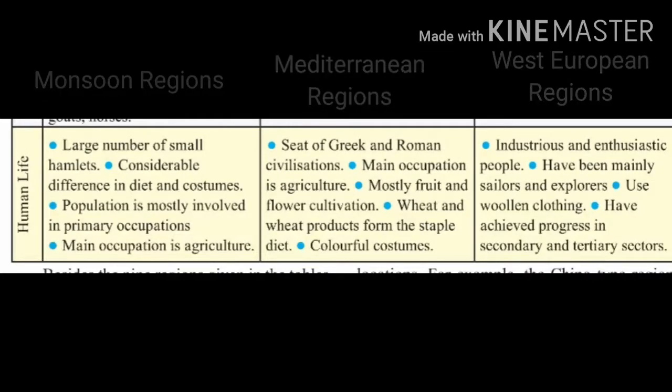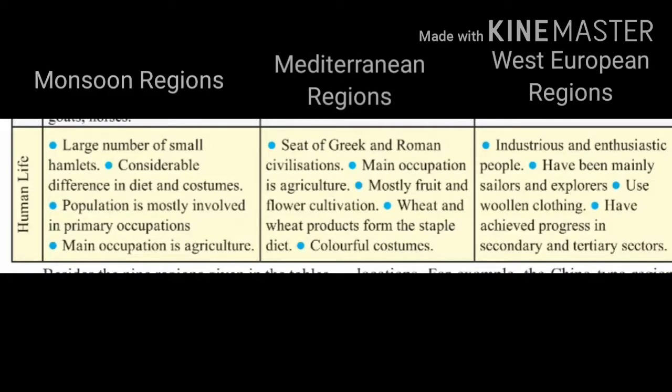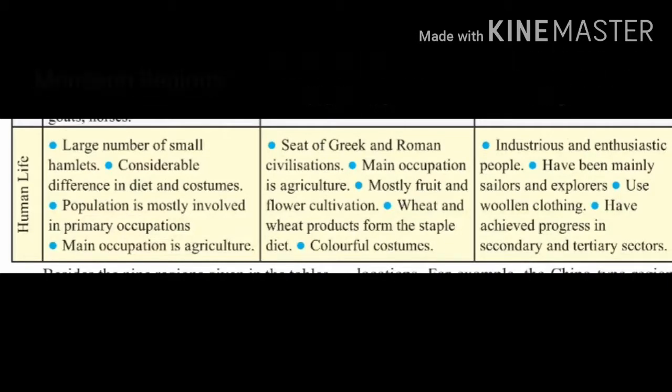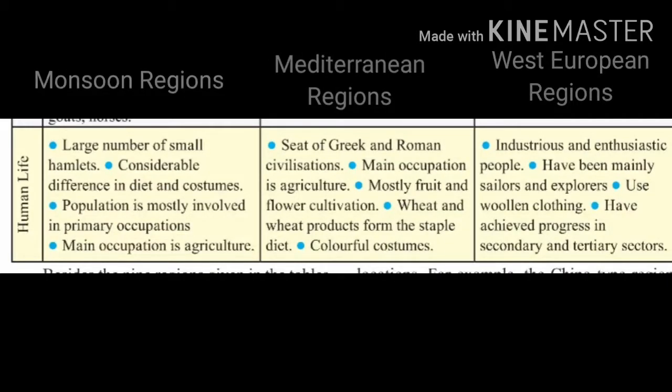So in this way, in this table, we have seen the location and area, climate, natural vegetation, animal life, human life of all these three regions, that is monsoon region, Mediterranean region and West European region.